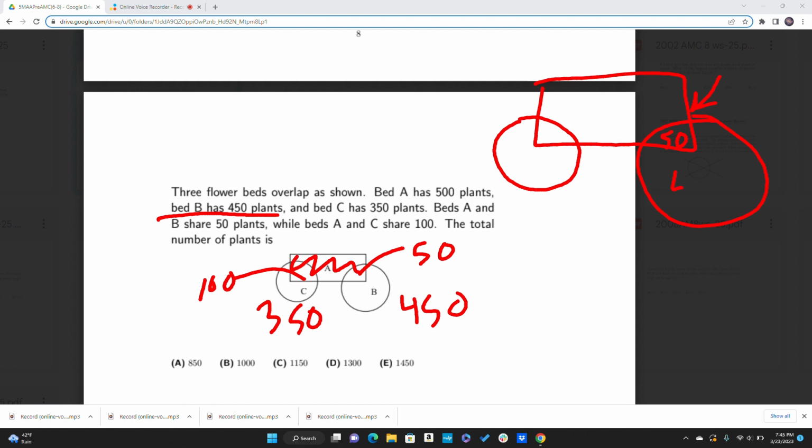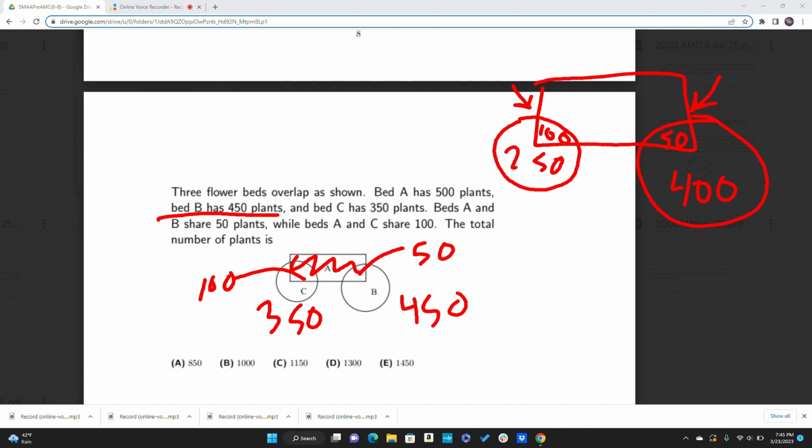So that's 400, right? And then for A and C, we know that they share 100. So how many does C have total? Well, C has the 350 minus the 100 that we already counted, right? That 100. So we take that out and we get 250 that are in just C.